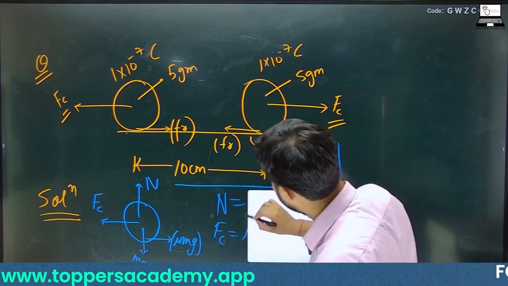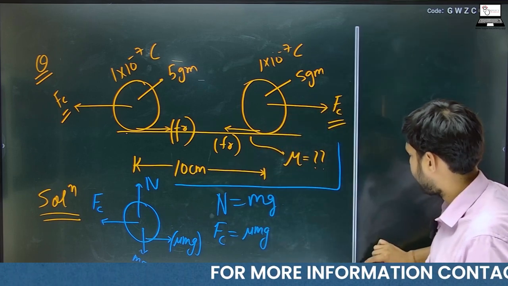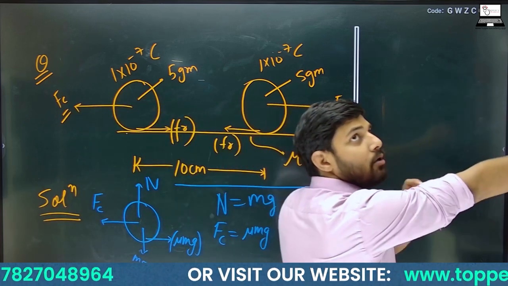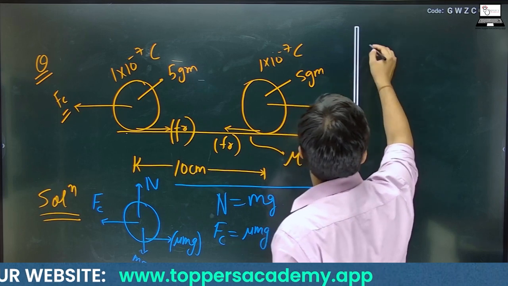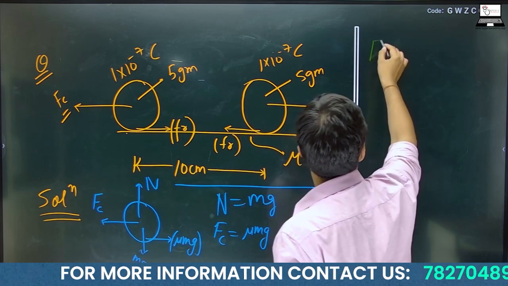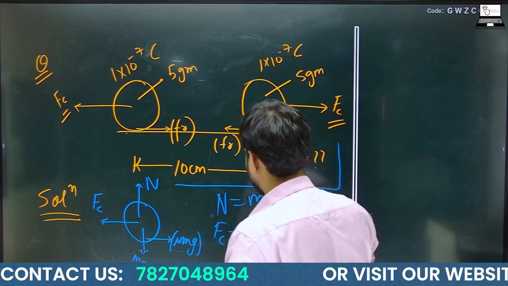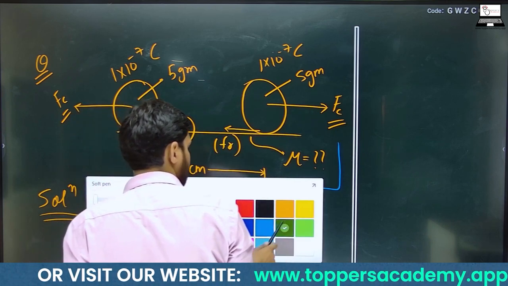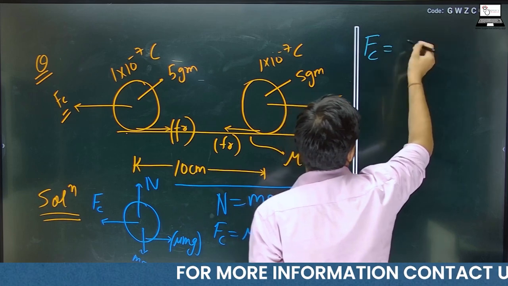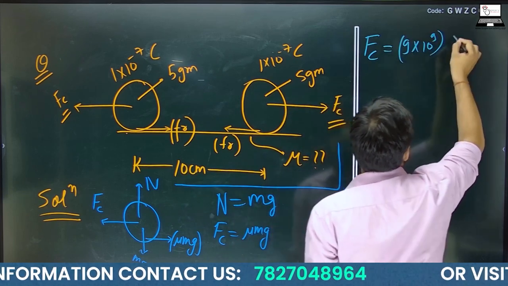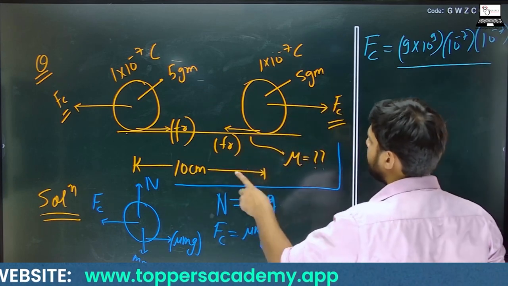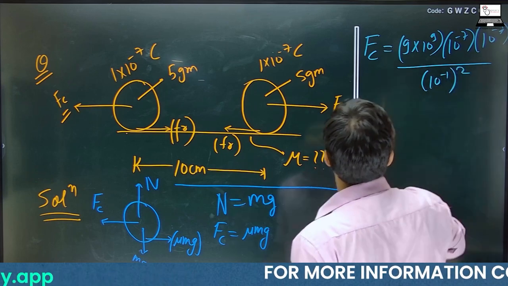Okay, so now let's just calculate it here. How much is this force acting? Let's try the new color. How much will the force be? It will be, all you know, K Q1 Q2 upon what is R? R is 10 centimeter. If you are going to calculate it in meter, it will be 10 to the power minus 1 square. Clear? This is our FC.